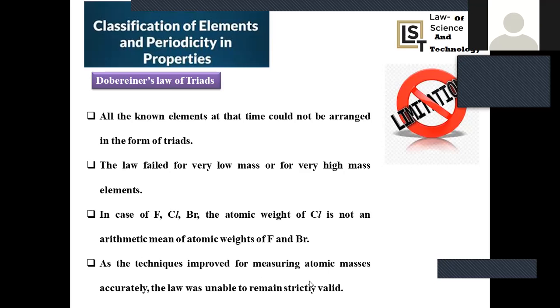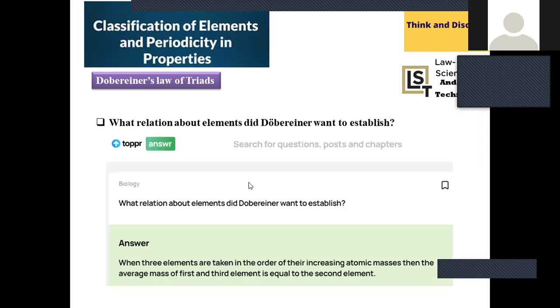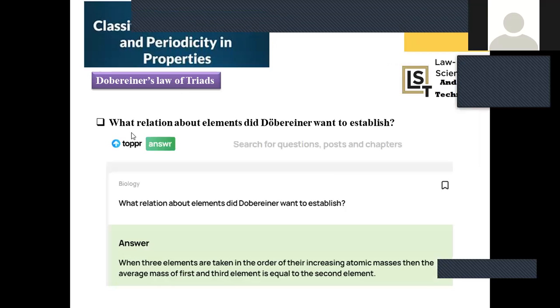As the techniques for measuring atomic masses accurately improved, the law was unable to remain strictly valid. So for all kinds of assumptions, in order to explain all the properties, this law is not able to withstand. That's the reason why we have to move on to the next theory, the next advancement in the evaluation of periodic properties. Right.